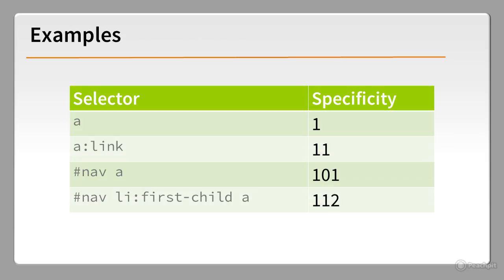Here are a few examples. The first selector in this table is a type or tag name selector, so it has a specificity of 1. When the link pseudoclass is added, it increases to 11, so it overrides the basic selector. The next example contains an ID and a type selector, so its specificity is 101. The final example contains an ID, 2 type selectors and a pseudoclass, giving it a specificity of 112, so it trumps all the preceding ones.